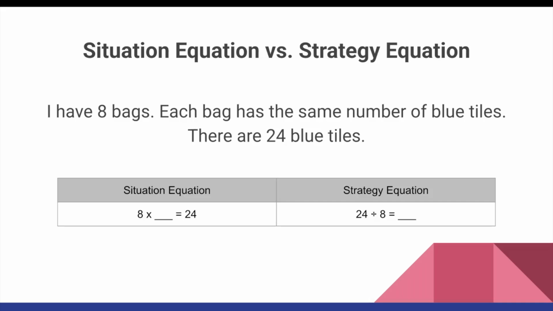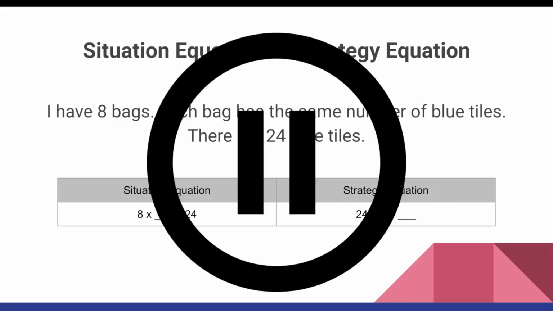Here, you can tell the difference between the situation equation and the strategy equation. The situation equation matches the situation of 8 bags, and each bag having the same number of blue tiles, which is unknown, and there are 24 blue tiles. The strategy equation, representing division, begins with the total of 24 blue tiles and is dividing the number of bags to find the group size, or the number of blue tiles in each bag. Pause the video now to jot down any key takeaways.